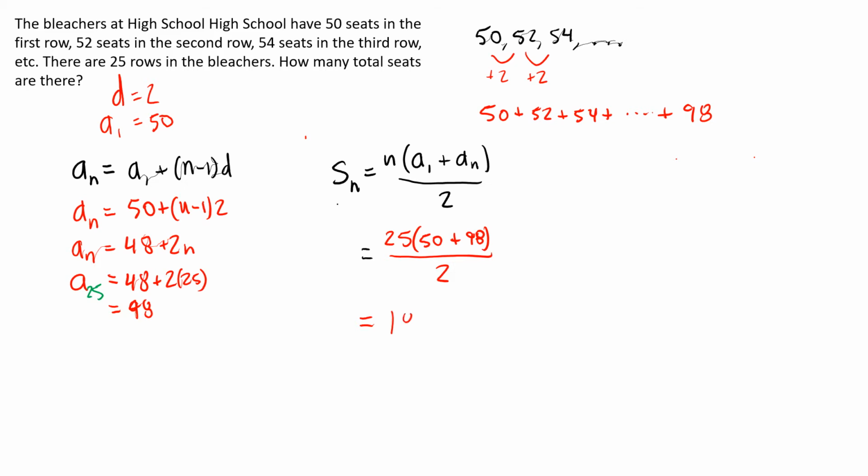There are 1,850 seats in the bleachers. That's it.